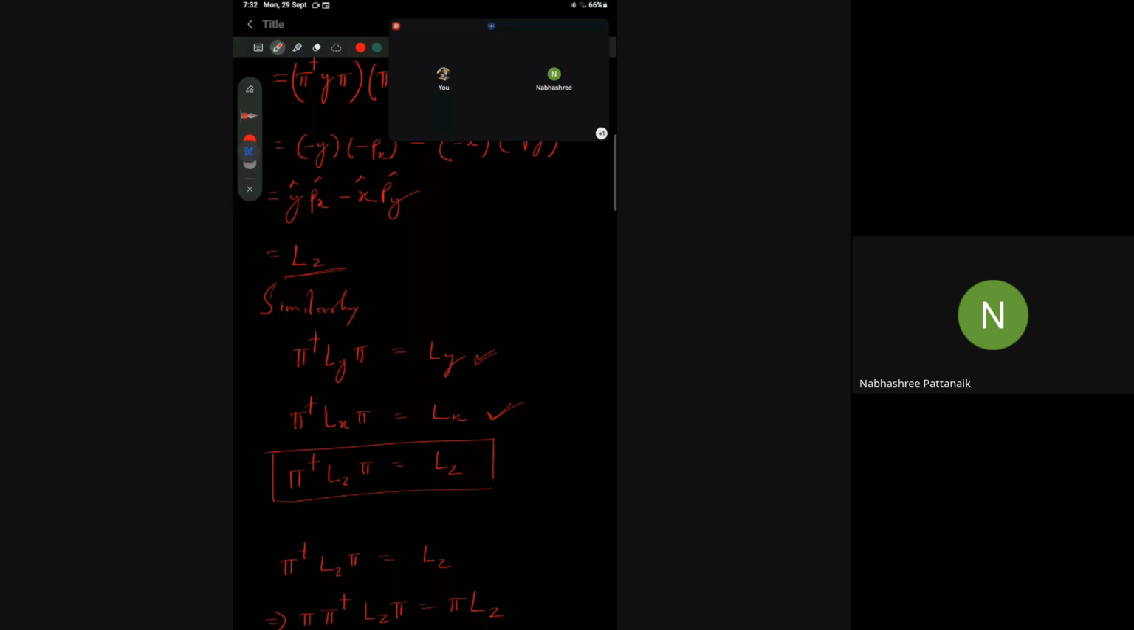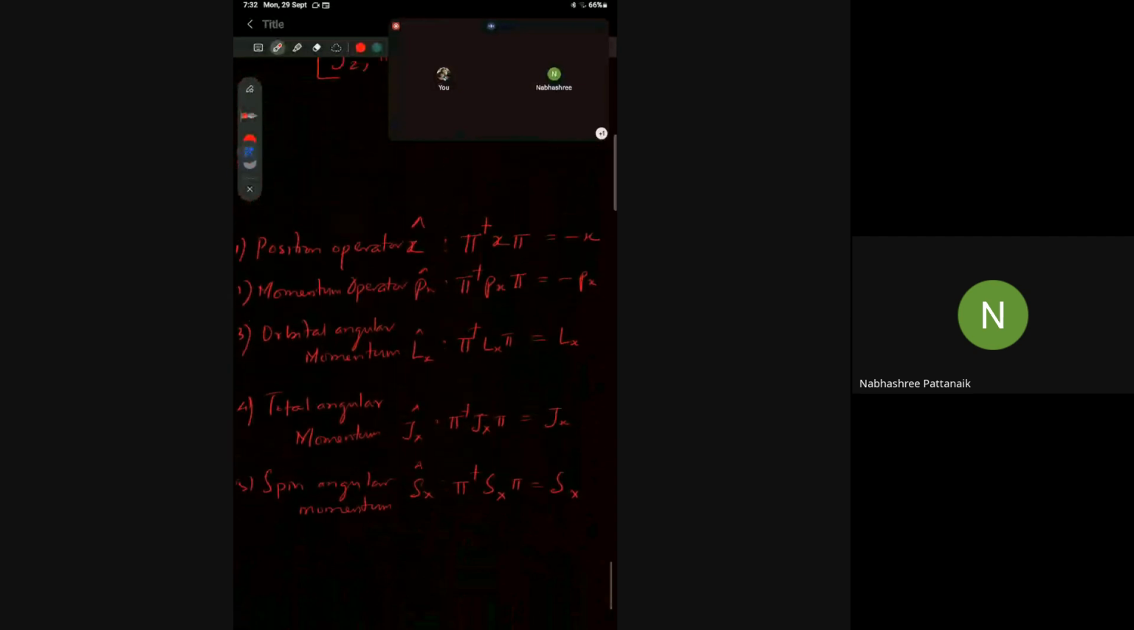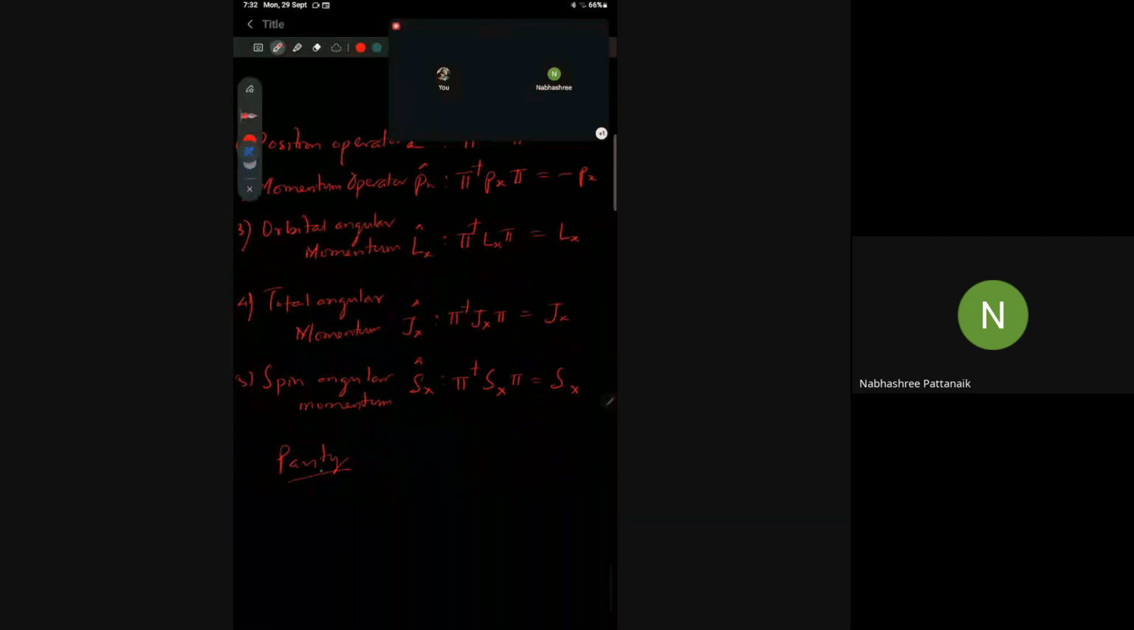But minus parity, usually what does parity do? Parity usually inverts, right? What is parity? Parity means you go from x, y, z to minus x, minus y, minus z. So usually it inverts. But in case of orbital angular momentum, total angular momentum, or spin angular momentum, it does not invert. It keeps it the same.